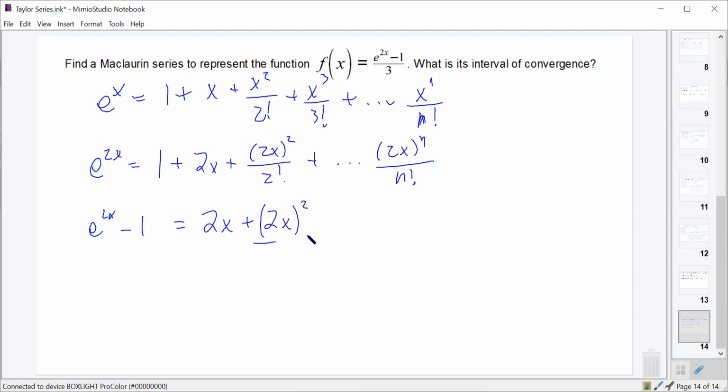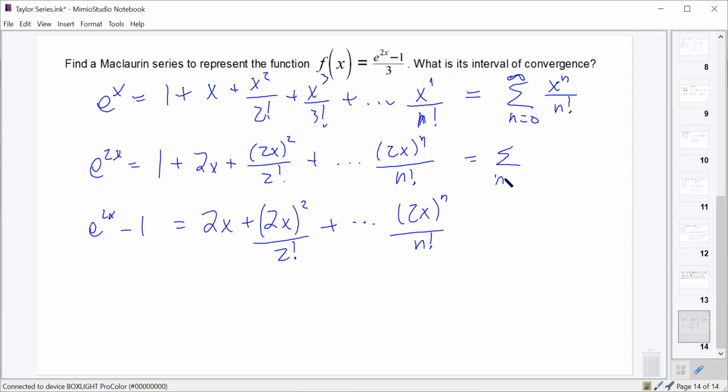plus 2x squared over 2 factorial, and so on and so on, 2x to the n over n factorial. So before we divide by the 3, let's go back up here. What is this series? This is the sum from n equals 0 to infinity of x to the n over n factorial. Agreed? What is this one? The sum from n equals 0 to infinity of 2x to the n over n factorial. True? What about this one?